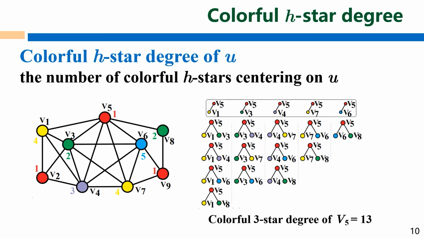To formally define our colorful edge star core, we first propose the concept of colorful edge star degree. Given a node u, the colorful edge star degree of u is the number of colorful edge stars centering on u. For example, the colorful 3-star degree of v5 is 13 because there are 13 colorful edge stars centering on v5, which are enumerated here.